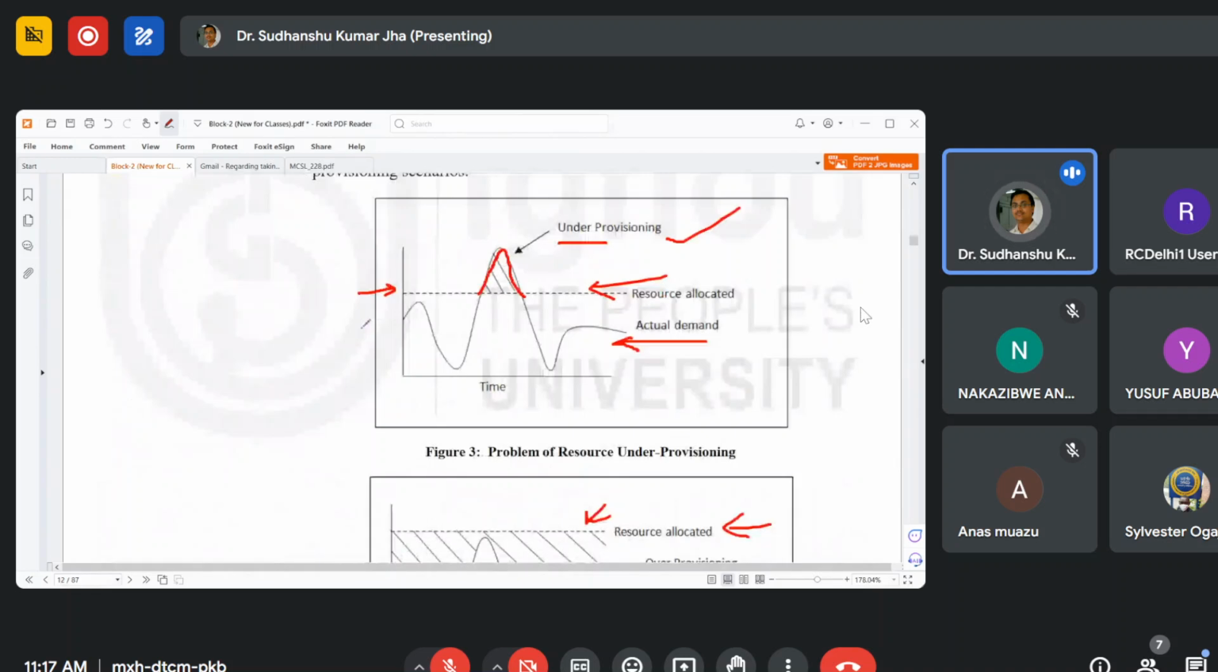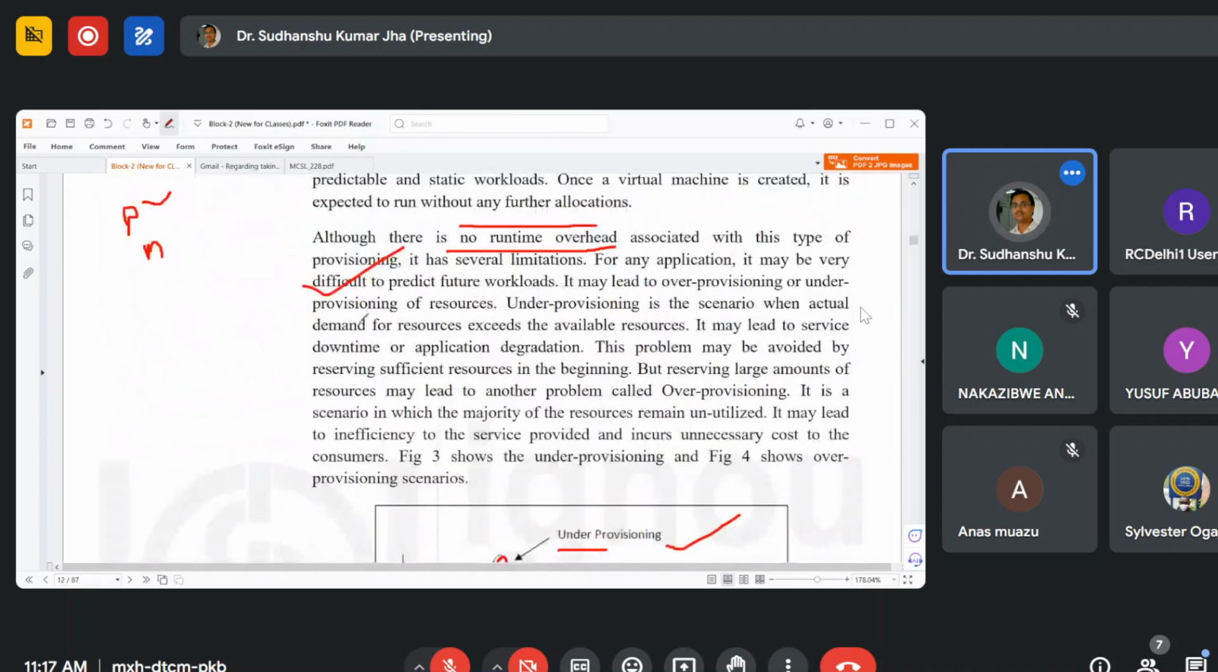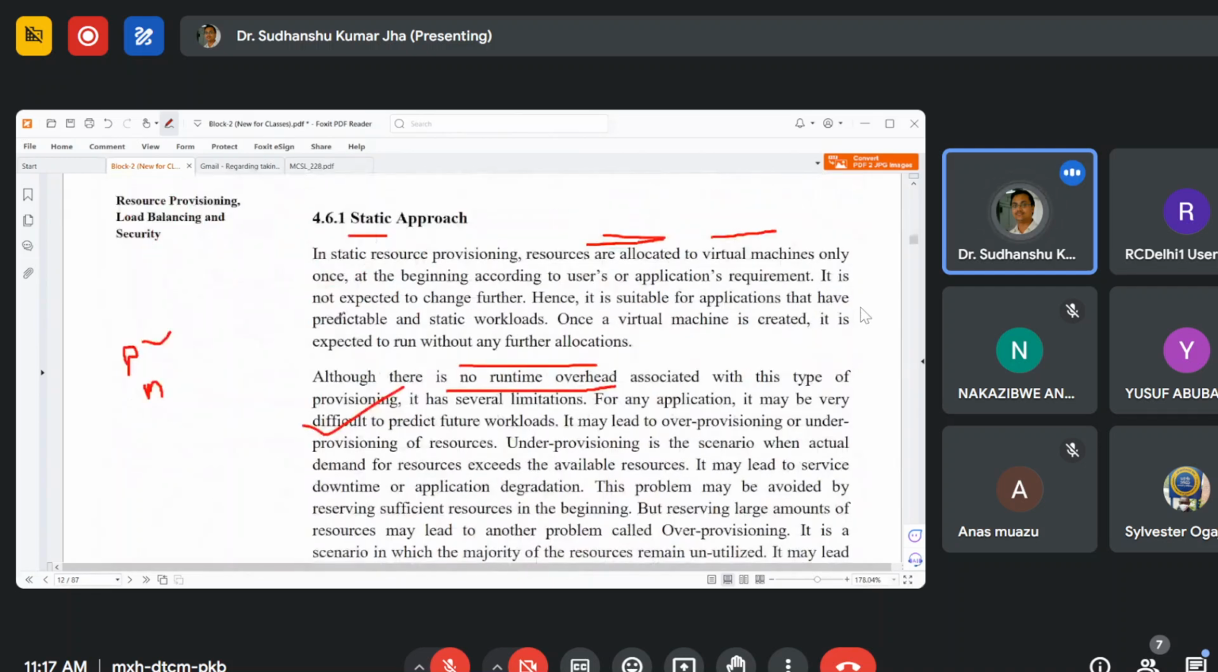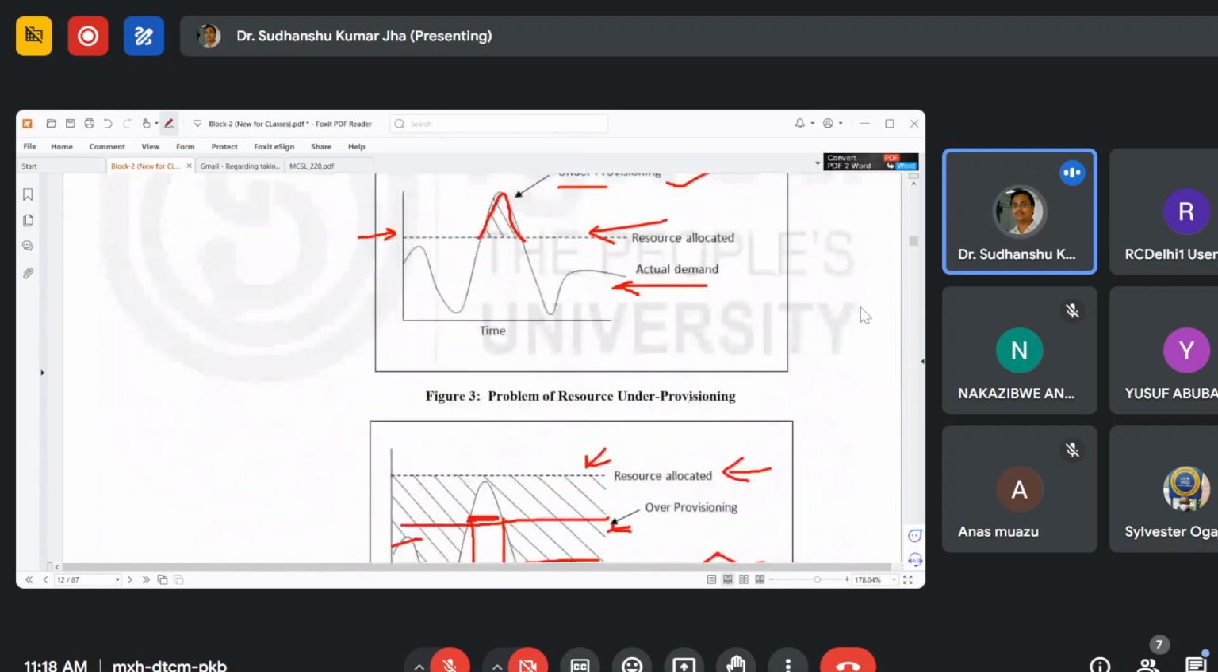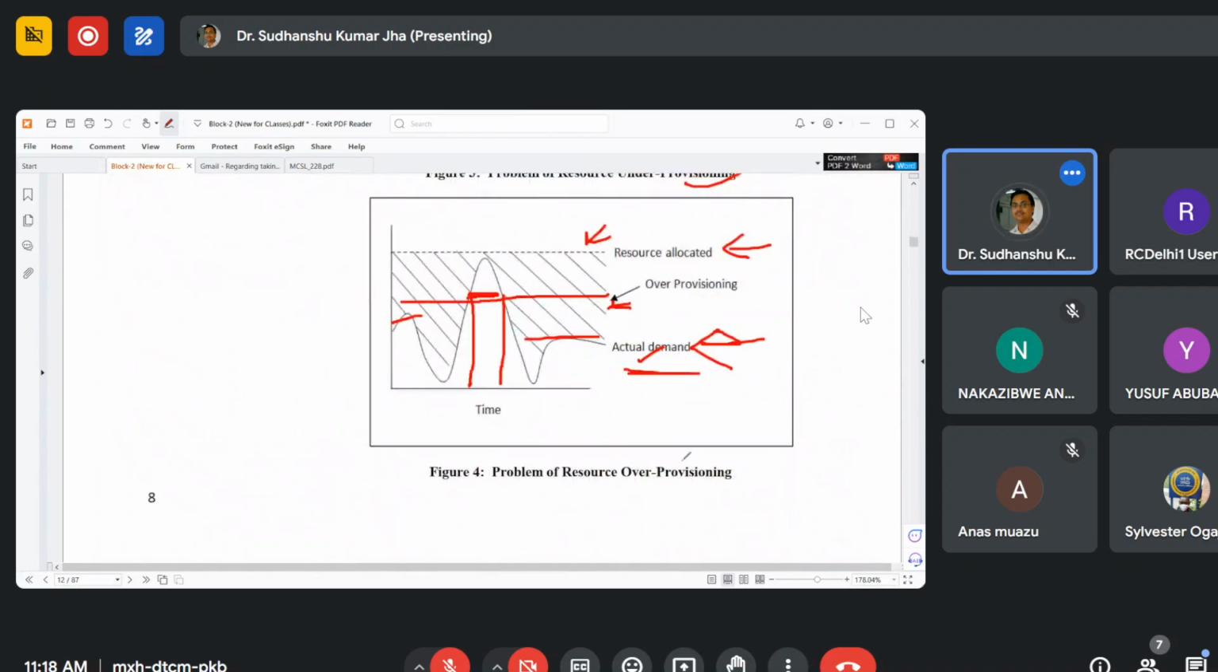Now the static approach. In the case of the static approach, before starting the task, we need to declare the number of resources we require, and once the execution has started, you cannot demand any kind of additional resources. That is the static approach. And the static approach has a major problem: under-provisioning or over-provisioning.